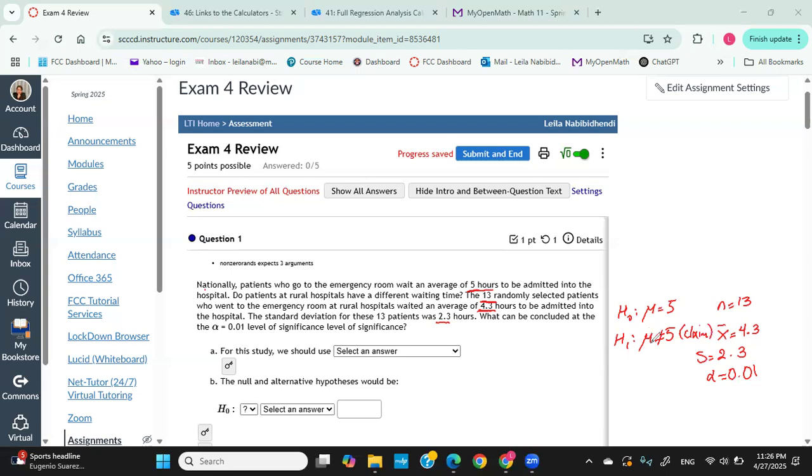And what type of test do we use for the mean? For the mean, we have two cases, the z-test and the t-test. The z-test is for when we have information about the population standard deviation. And the t-test is when the population standard deviation is unknown. In this question, there is no information about the population standard deviation. And this sentence about the standard deviation is just for those 13 patients. That means it's for the sample, not for the population. So since the population standard deviation is unknown, we are going to use the t-test. So for sure it is the t-test for the population mean.